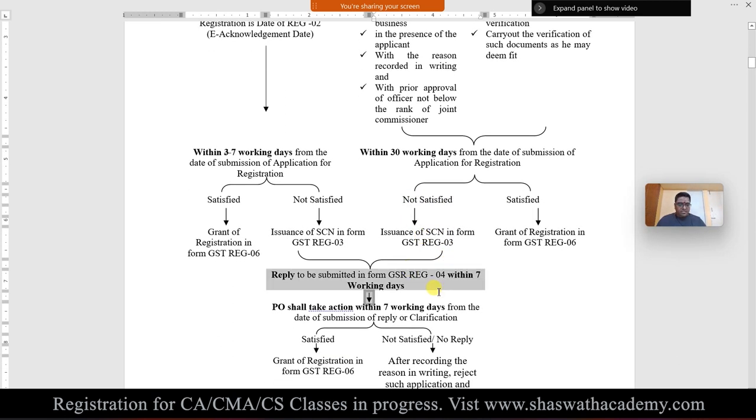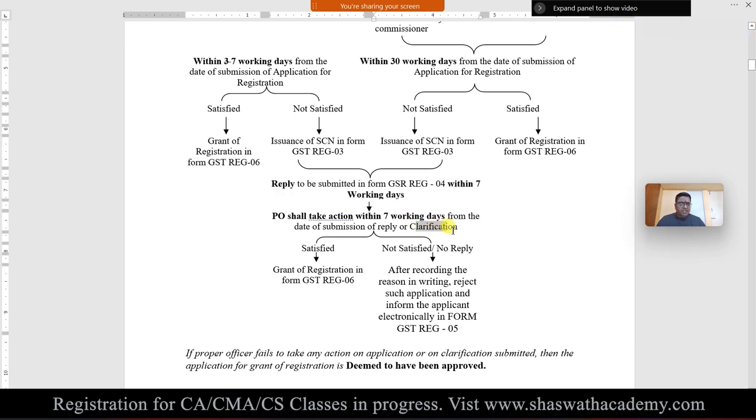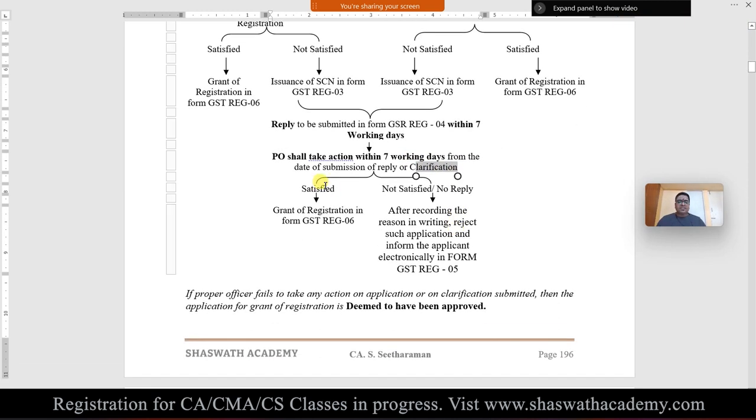And if they are not satisfied, then you have to make a reply within 7 working days. The proper officer has to consider that reply within 7 working days. And if he is satisfied, he grants registration. If he is not satisfied, he will reject the application. My dear, you have to also understand, in any one of the schema, if the assessee fails, the application will be rejected. And in any one of the schema, if the proper officer fails, then it is a deemed registration.